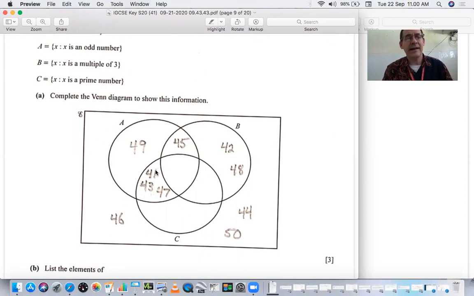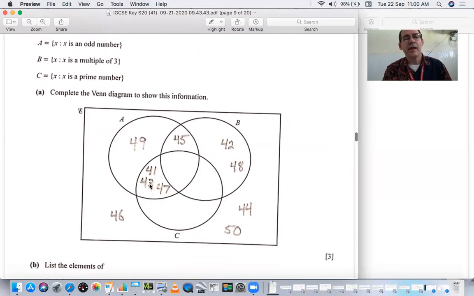41 is odd, and it also happens to be prime. So it overlaps between the A and the C. It is not a multiple of 3. Then you go to 42. 42 is not odd, and it's not prime, and it is a multiple of 3. Then there's 43, which is odd and prime, but again, not a multiple of 3. 44 is none of those. It's not odd, it's not a multiple of 3, it's not prime, so it goes in this outer area.